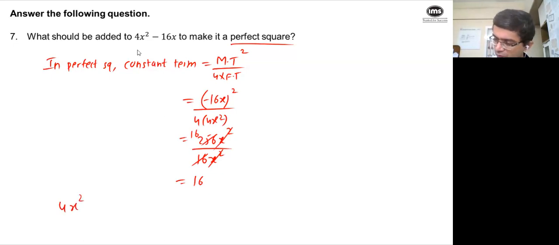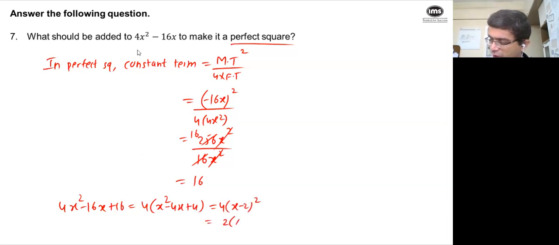Let's verify this. So 4x square minus 16x plus 16, if I take 4 common, will become x square minus 4x plus 4, which is 4 into x minus 2 the whole square, which in turn is 2 into x minus 2 the whole square. That means yes, 16 is the right answer, which will make this expression a perfect square. So remember this formula to verify.